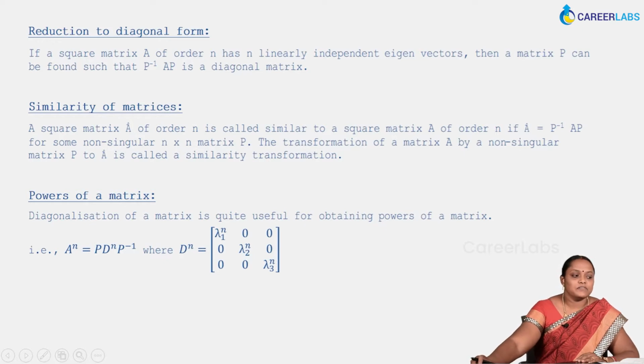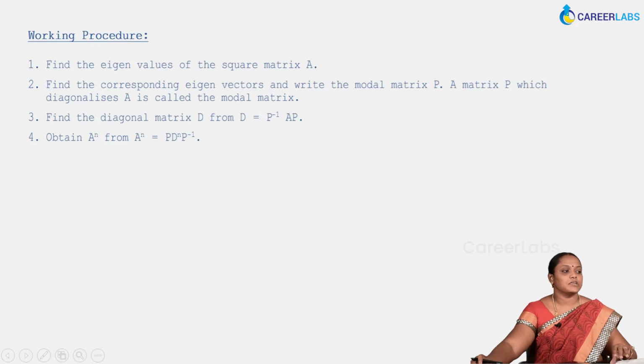In a similar way, you can find the power of a matrix also. Diagonalization of the matrix is very useful for obtaining the power of a matrix. So A to the power n is equal to P D to the power n into P inverse, which will give you the value of A to the power n. So let us see the working procedure.